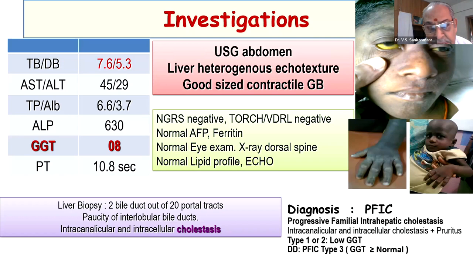We did the investigations. Conjugated bilirubin is high. Total bilirubin is high. The serum transaminases are normal. Alkaline phosphatase is high, but GGTP was very low. So we make a diagnosis of PFIC 1 and 2. And in PFIC 3, the GGTP will be normal or high. They are all transport diseases, membrane defects, mutation defects, which are commonly seen now.